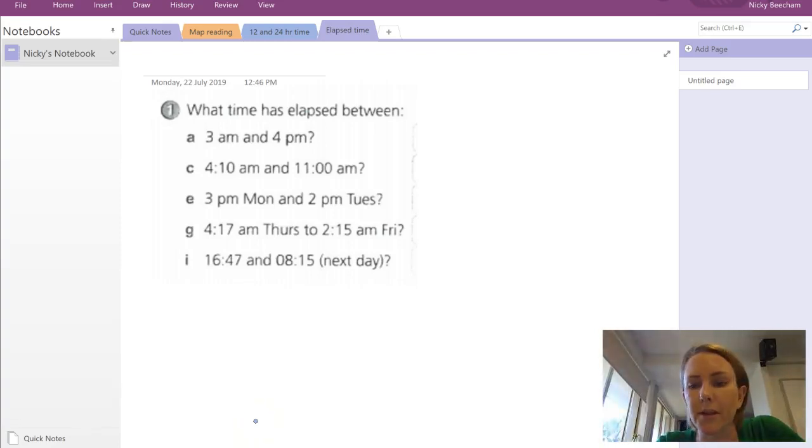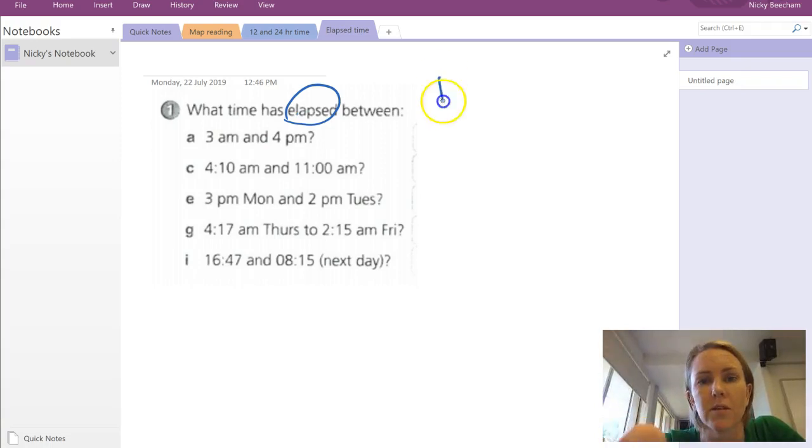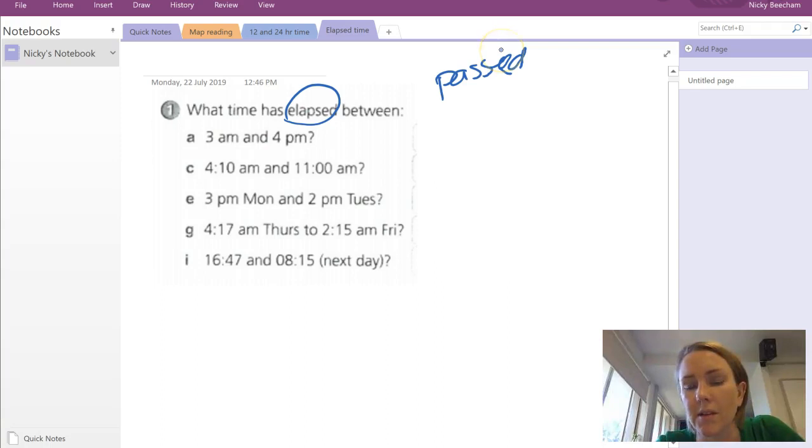Hello gentlemen, I'm here to make a video about a concept that we refer to as elapsed time, okay? That word elapsed really means the time that has passed between two times, okay? So the time passed between one time and another, okay? There are lots of different scenarios where you can see this is useful.